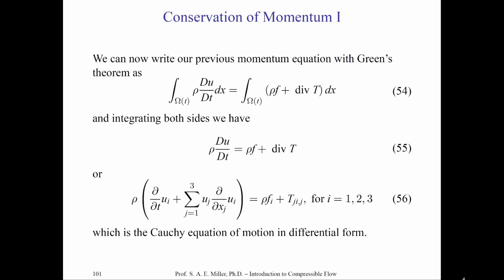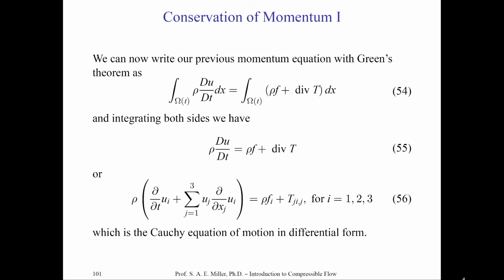We have a volumetric integral of the density times the material derivative of u dx equals a volumetric integral of rho f plus the divergence of the stress tensor dx. We can then once again integrate both sides. That is, the integrand of the left must be equal to the integrand of the right, or else 54 won't hold. And therefore we can write rho times the material derivative of u equals rho f plus divergence T. This is the heart of the Navier-Stokes equations.